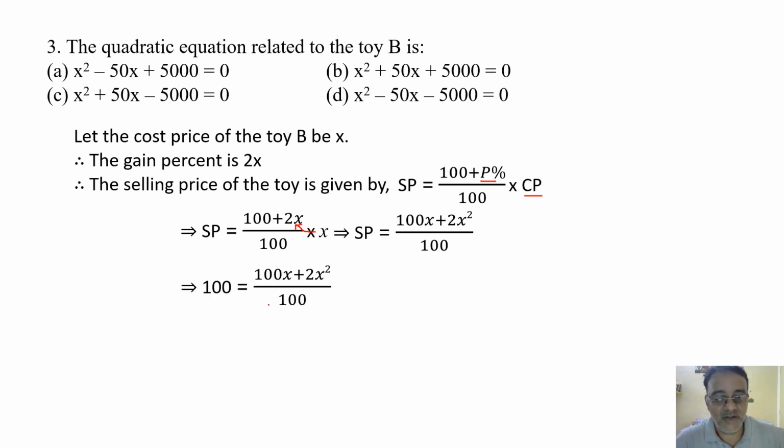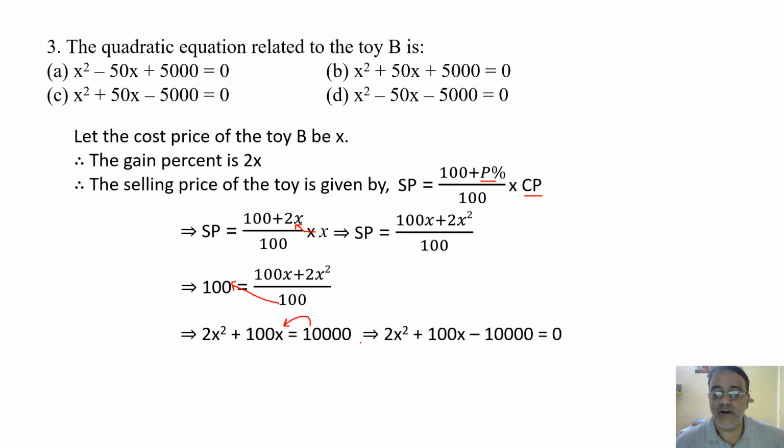Now 100 into 100 is 10,000. Okay, divide all by... एक मिनट, शिफ्ट करने के बाद डिवाइड करते हैं. So इसको शिफ्ट करेंगे तो माइनस हो जाएगा. Now divide all by 2. So we are getting x square plus 50x minus 5000 is equals to 0. Now which option is the correct one?